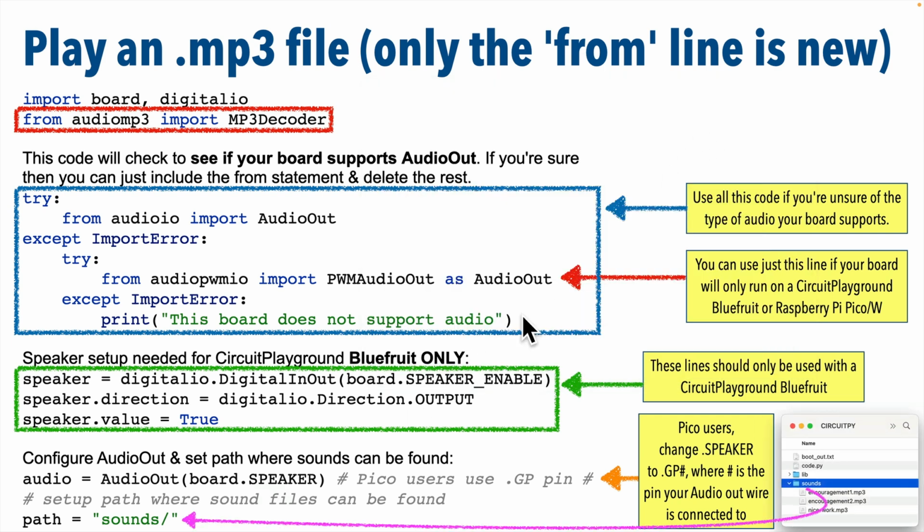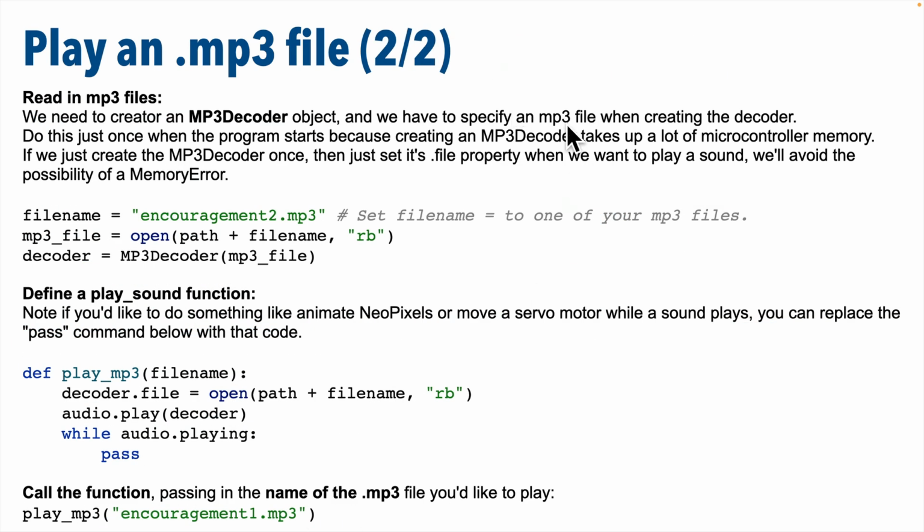And also note that the path is the name of the folder containing our MP3 files. In this example, that's just sounds, but make sure that you've got the slash at the end because that separates the folder from the file name we'll add later. Now here's the code that's specific to playing MP3 files.